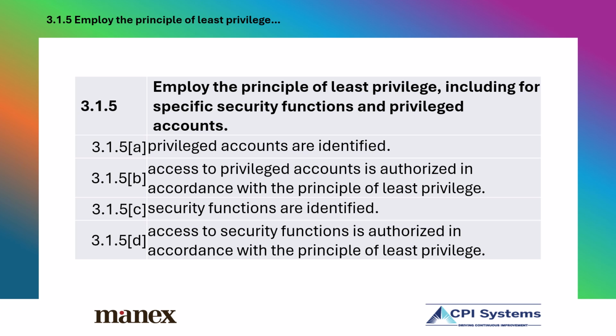3.1.5(c), security functions are identified. These include IT administrators and facility security. And 3.1.5(d) states that access to security functions is authorized, again in accordance with the principle of least privilege. The requirement states, permit authorized users to access systems and processes necessary to accomplish assigned tasks in accordance with organizational missions and business functions, but no more.